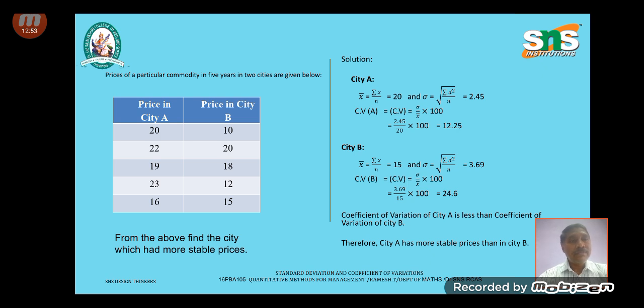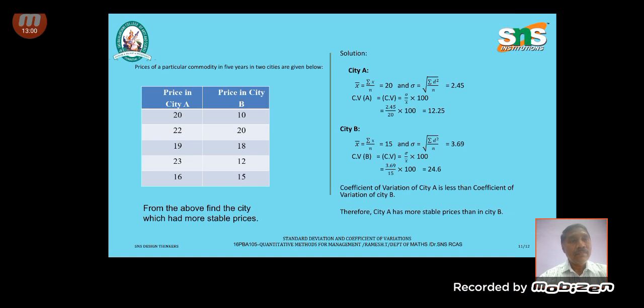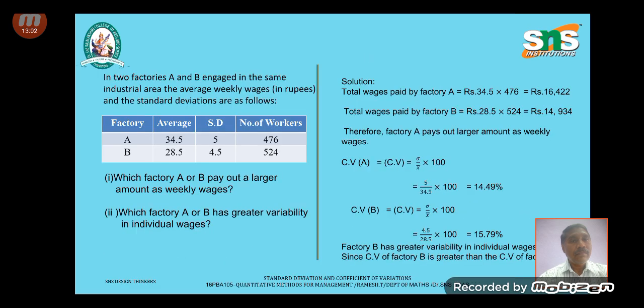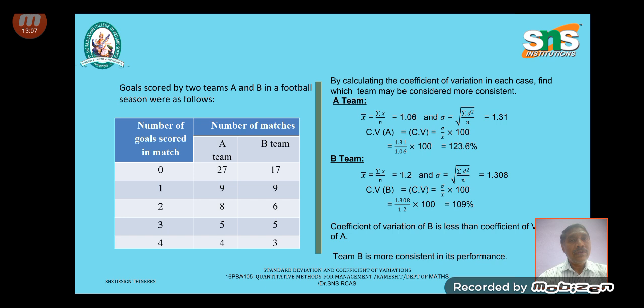Here, two sets of values are given from the data. The goal scores of two teams, A and B, in football sessions are given. The number of goals 0, 1, 2, 3, 4 for teams A and B are given. By calculating the coefficient of variation in each case, find which team is considered more consistent.